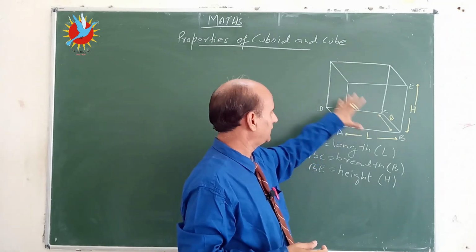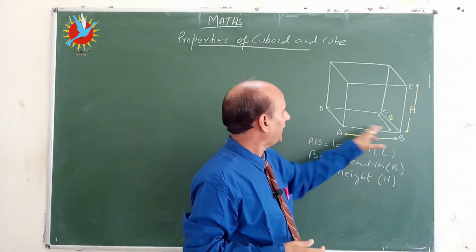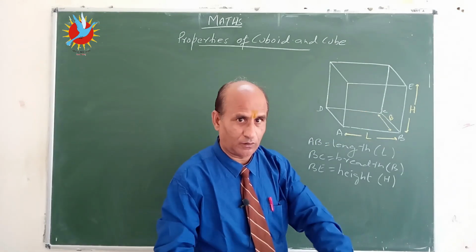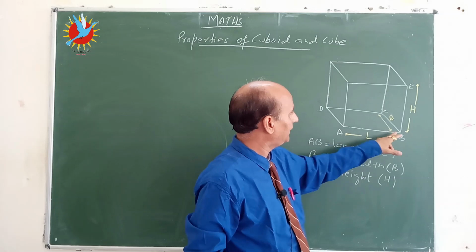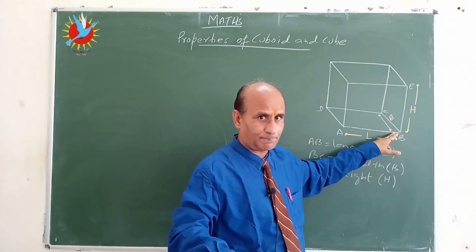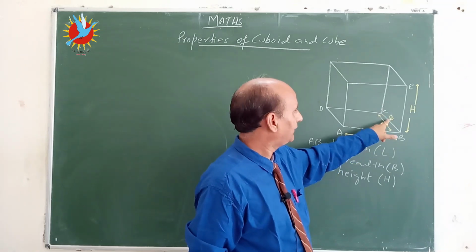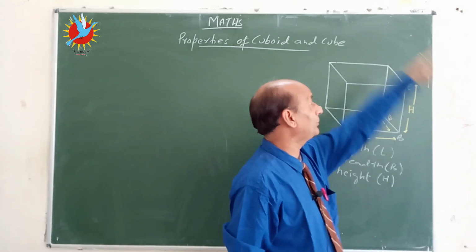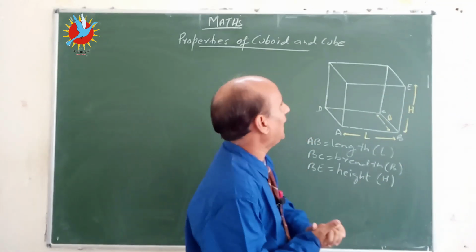Now this is simply one cuboid. AB, this is the base, the floor I am telling you, the floor. This floor AB is the length, BC is the width, the breadth, which I have taken as B, and BE is the height, which I have taken as H.